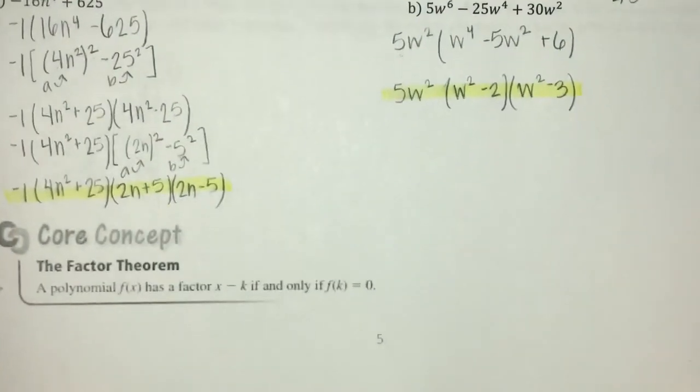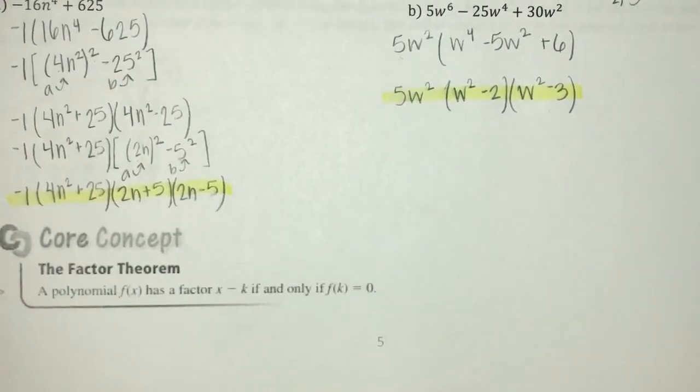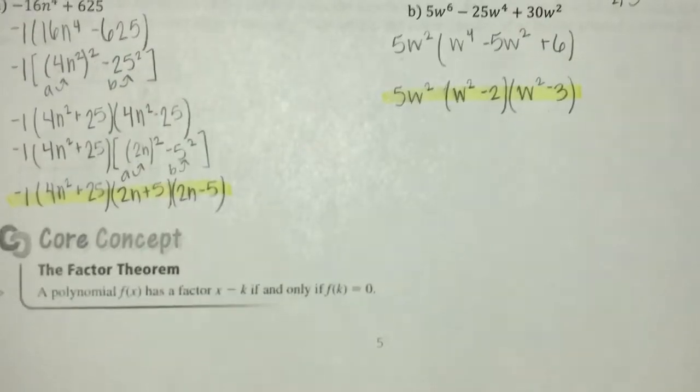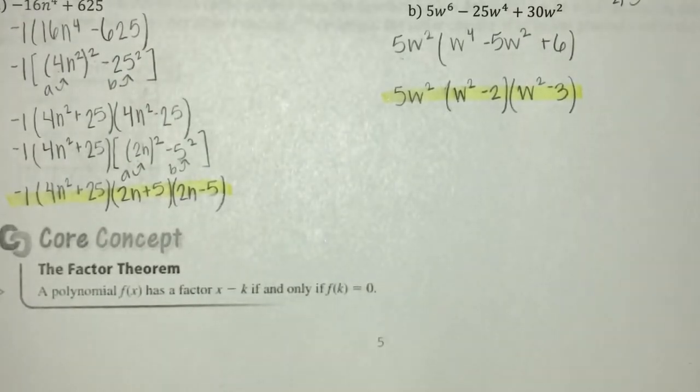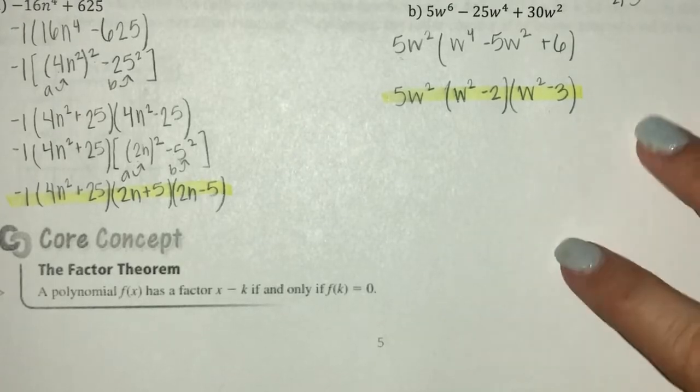And then the next theorem that we're going to talk about is, polynomial f of x has a factor of x minus k if and only if f of k equals 0. So we're going to go back to using synthetic division. What's cool about this is sometimes you can't really factor something initially, but using synthetic division gets you to a point where you can factor it further or fully.